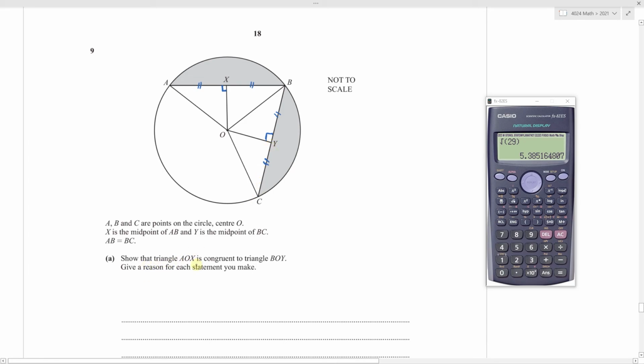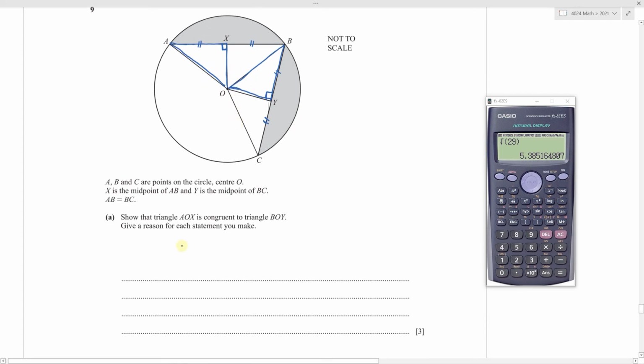Show that triangle AOX is congruent to triangle BOY. So AOX is this triangle, and the other one, BOY, is this one. So you have to show that these two triangles are congruent.